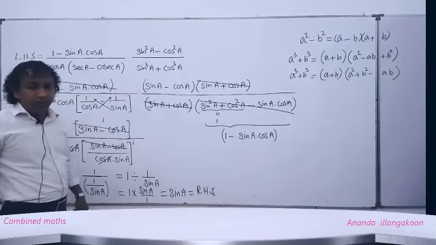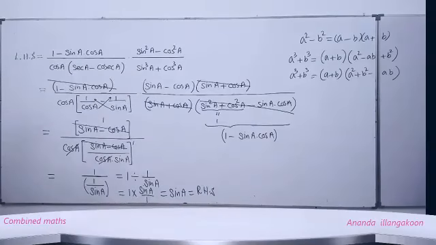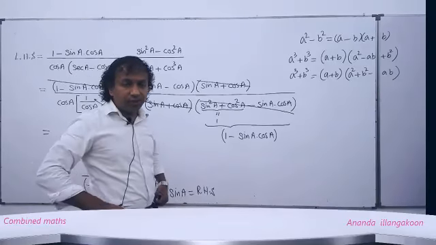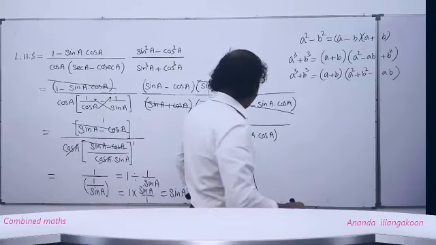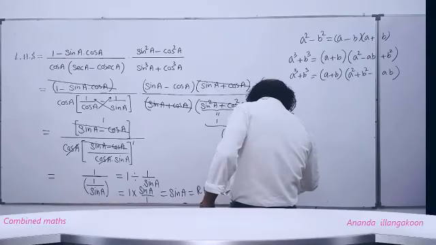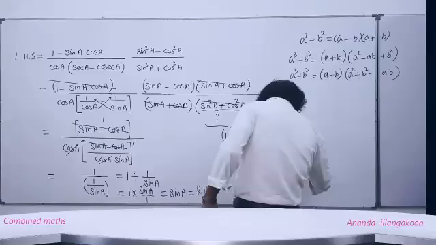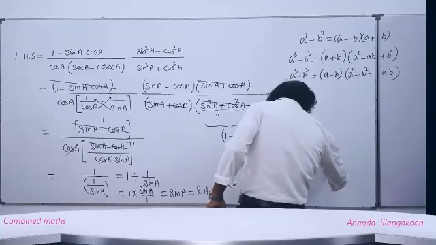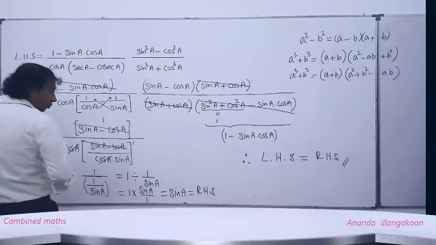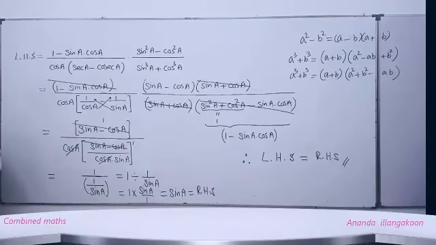Therefore, we get the answer. We started from the left hand side, and by simplifying, we reached the right hand side. So therefore, left hand side and right hand side are equal. Then you can write, therefore, left hand side is equal to right hand side. This is how we prove the identity.